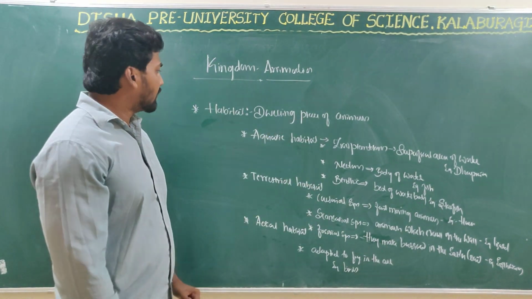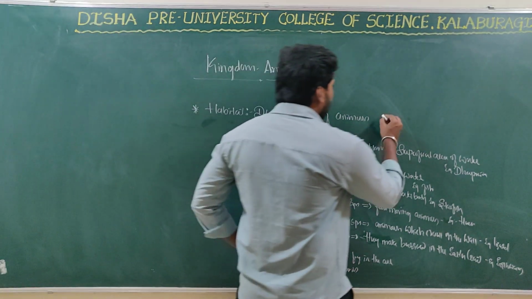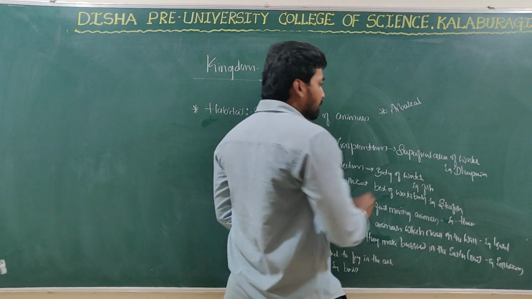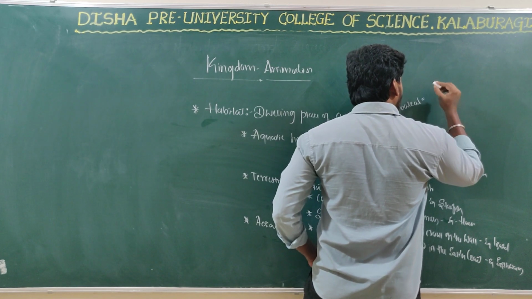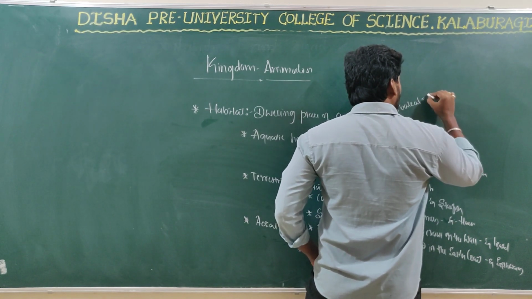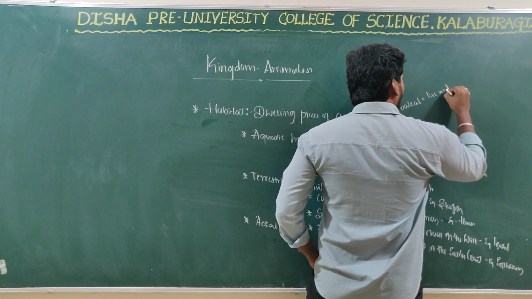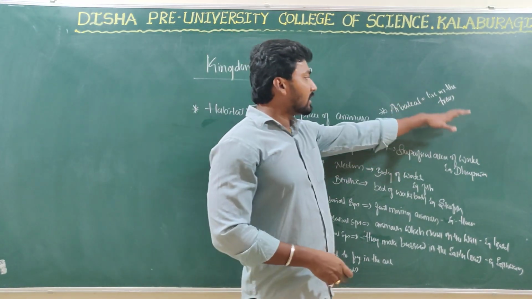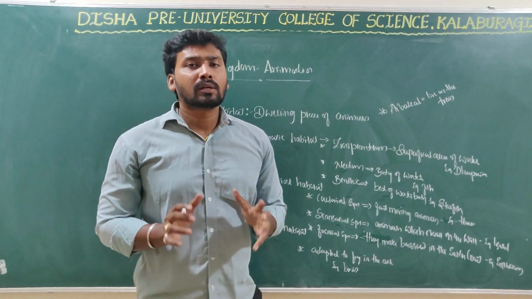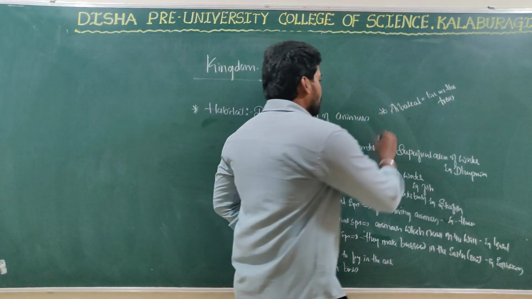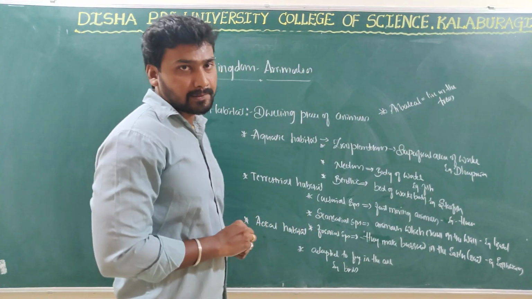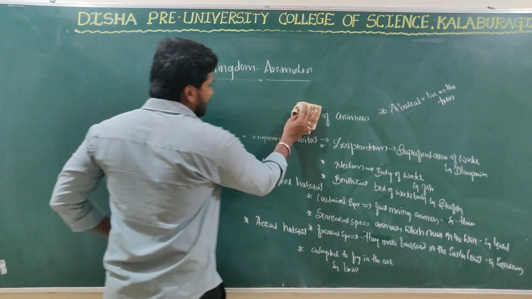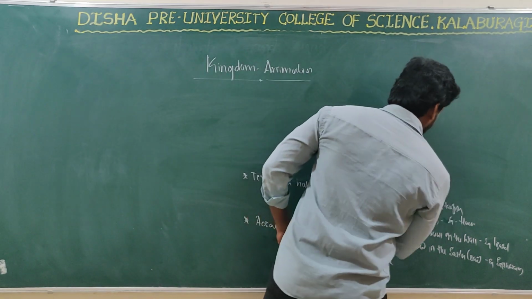And we are again sub-classifying the habitats, which is said to be arboreal. Arboreal means the animals which are adapted to live on the trees. They love to live on the trees. They survive there. Those species are said to be arboreal species. We will study the next classification on which the animals are being classified.